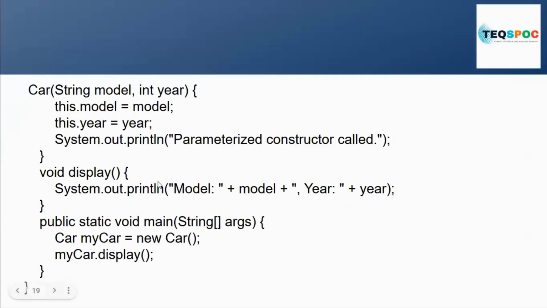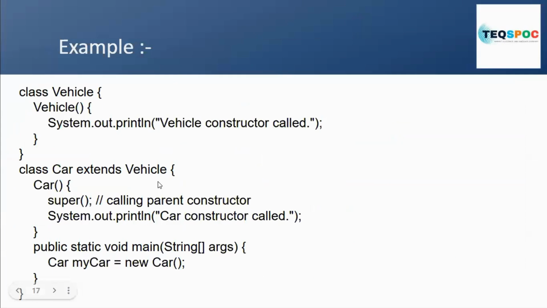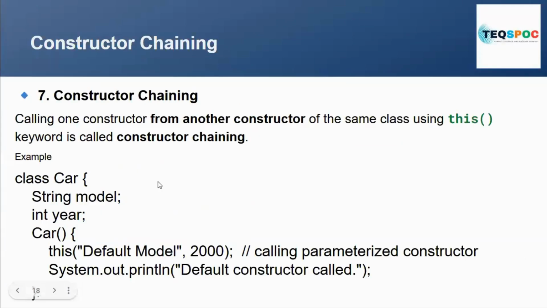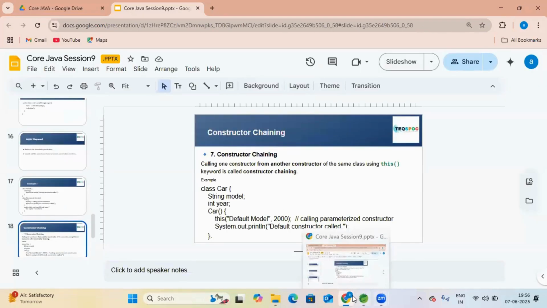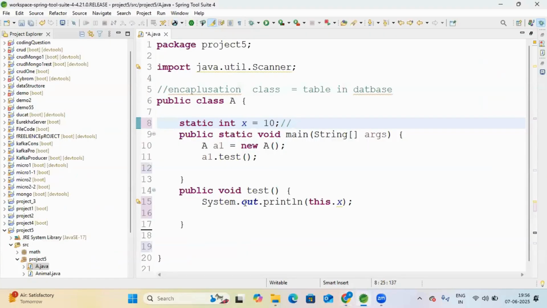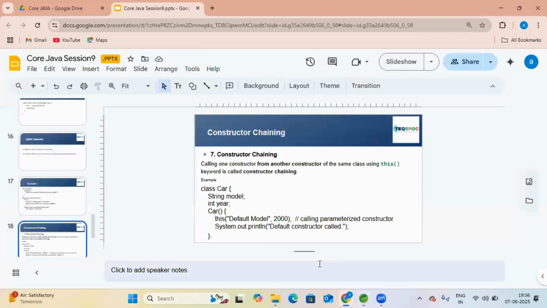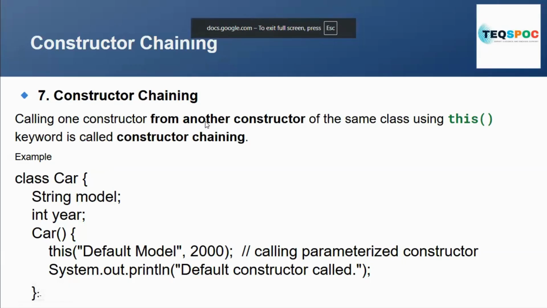Constructor chaining is also good. No problem. Constructor chaining is nothing but what? When we call one constructor from another constructor, that is the basic constructor chaining, with the help of this keyword. Let me show you the definition first. What is constructor chaining? Calling one constructor from another constructor in the same class with the help of this keyword.